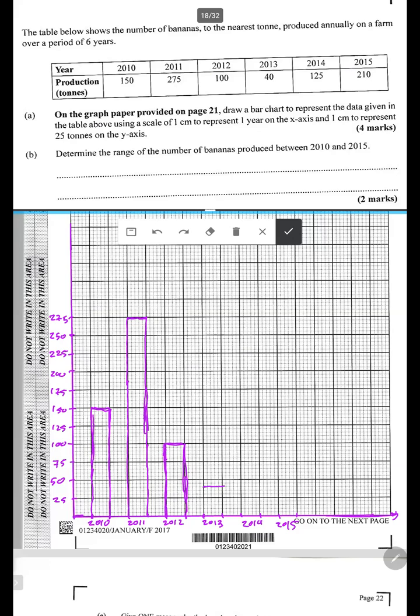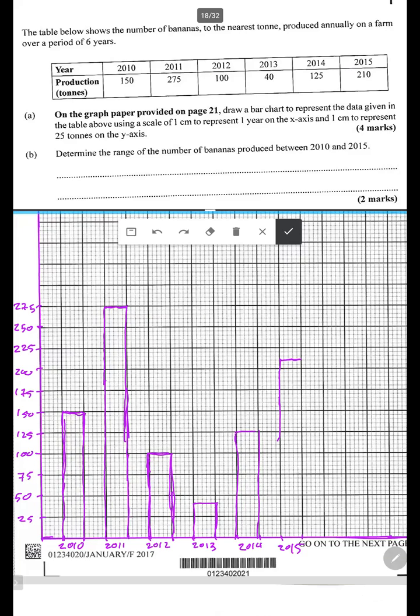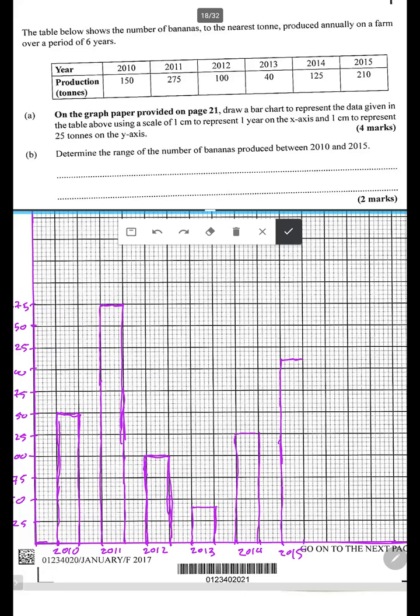That's 40. Right, 40 is right there. The next one is 125. So 125 is here. And the last one is 210. This is 200. Remember, every line is 5. So 200, 210 is right here. So it's 210 there. And I will come right down.